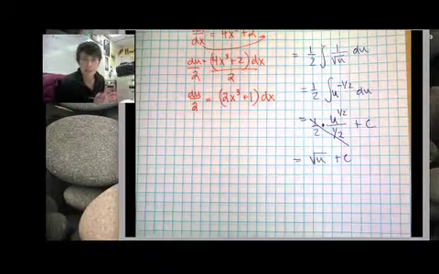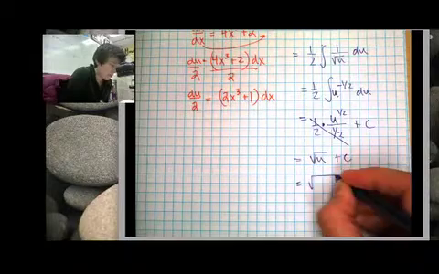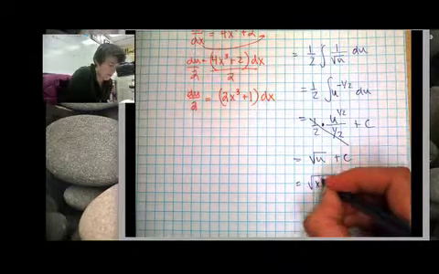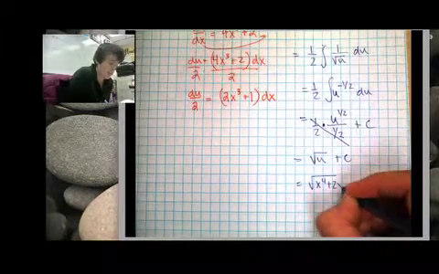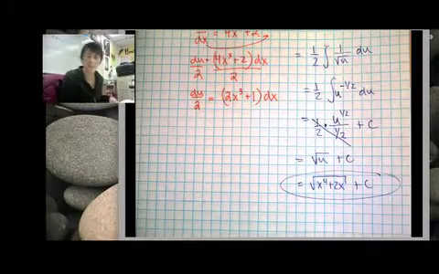And then because I don't want u's for my answer, I go in and change the u into what it was originally: the square root of x to the 4th plus 2x, plus c. And that is my answer.